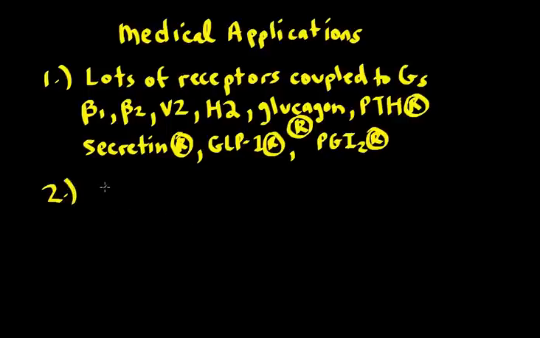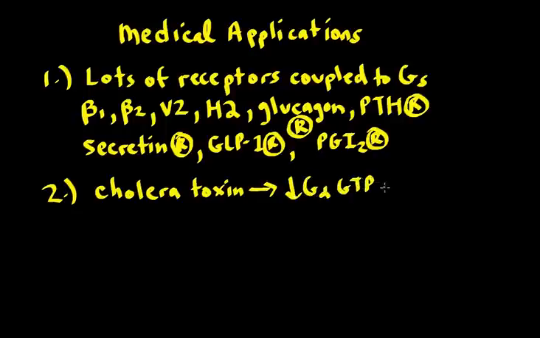So one classic one is cholera toxin. What it does from the Vibrio cholera bacteria is that it enters intestinal epithelial cells and it modifies the G-alpha protein in intestinal epithelial cells. And what it does is it takes an ADP ribose from an NAD molecule and it modifies the G-alpha protein in such a way where it decreases its intrinsic GTPase activity. So it decreases the G-alpha GTPase activity.